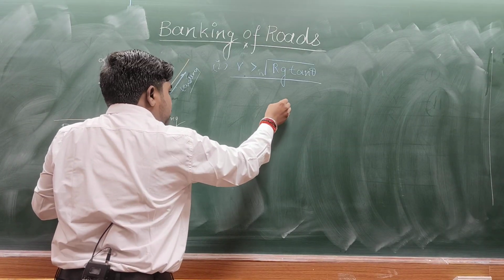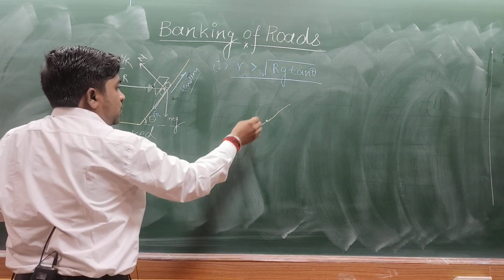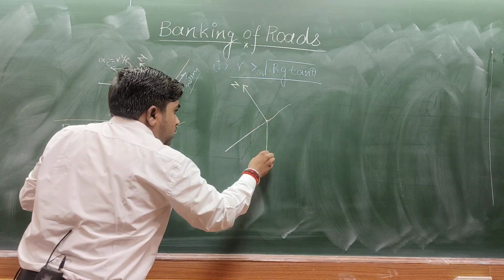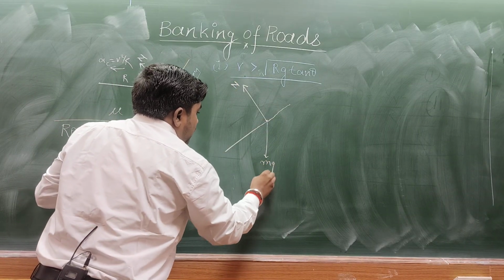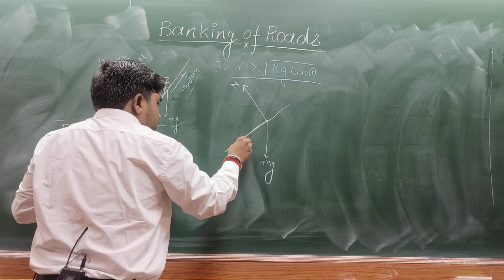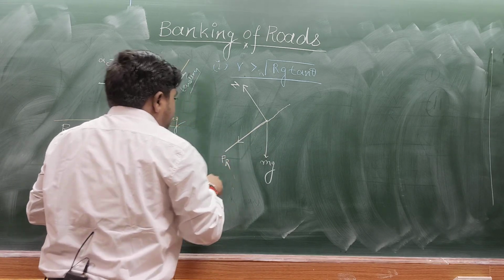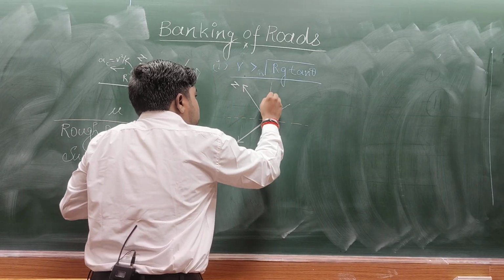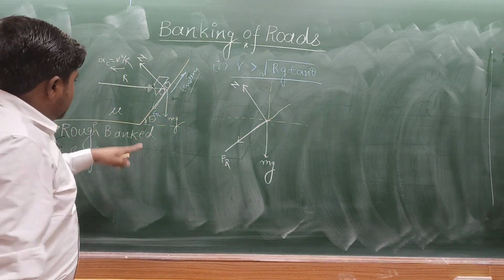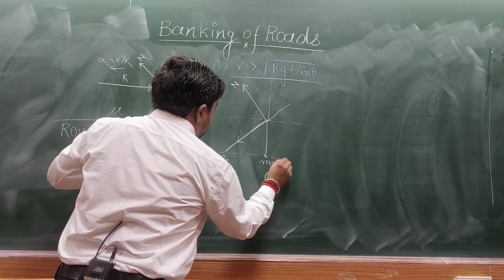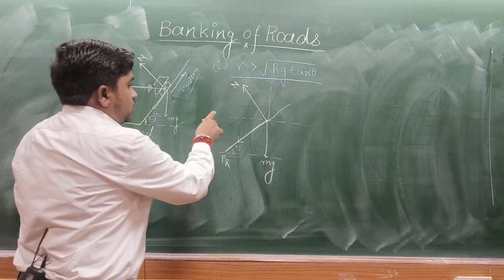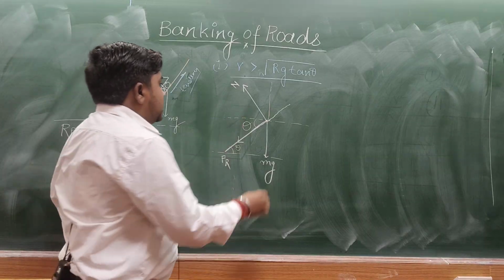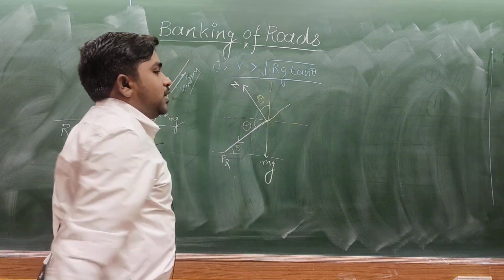See, this was the plane. This is the normal force. This is the mg force, and this is the friction force. Now our axes: this is the horizontal axis, this is the vertical axis. This angle was theta. So the alternate angle will also be theta. In the previous situation we have seen that this angle is also theta.